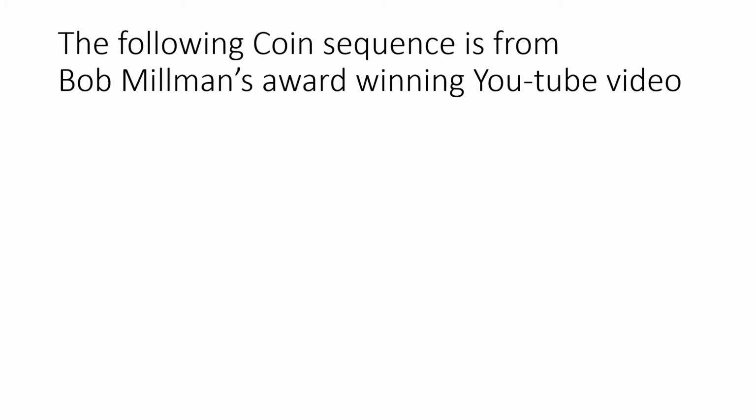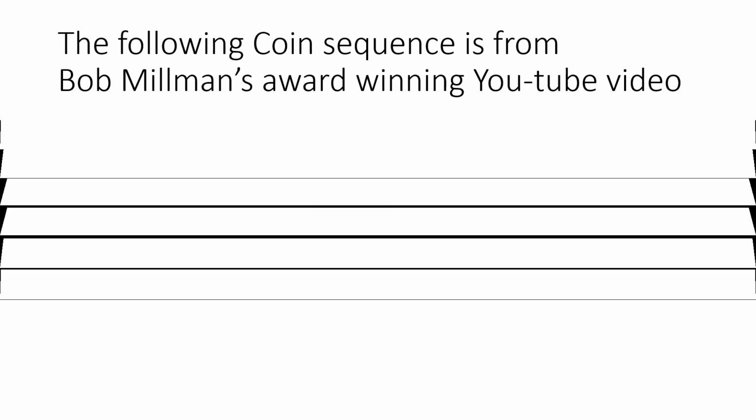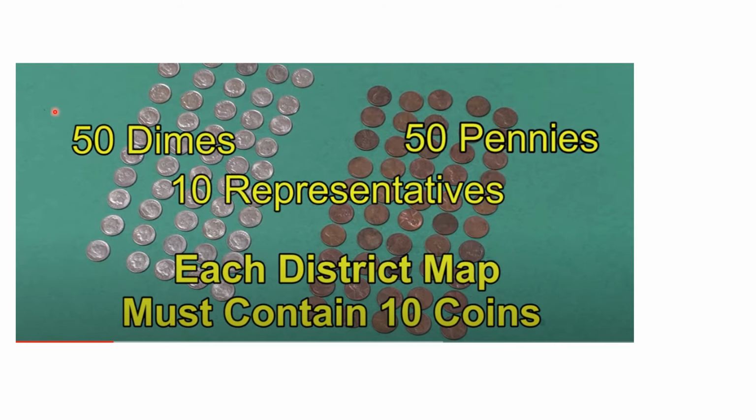Now the following coin sequence is from Bob Millman's award-winning YouTube video. So suppose we have 50 dimes and 50 pennies, and there are going to be 10 representatives chosen. So each district map must contain 10 coins. But people don't live in segregated fashion like this. Let's make it more realistic.